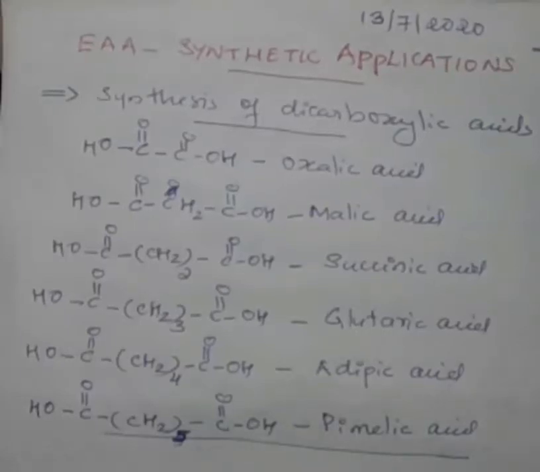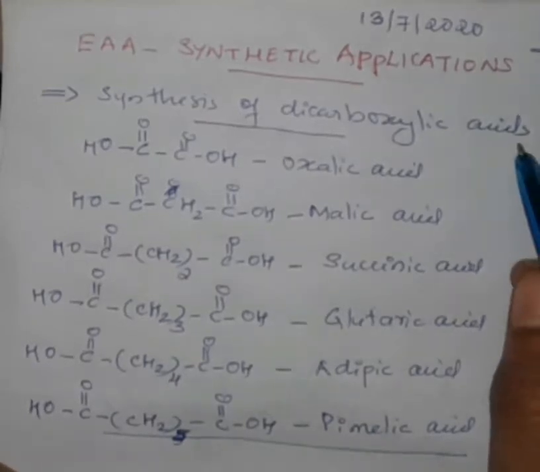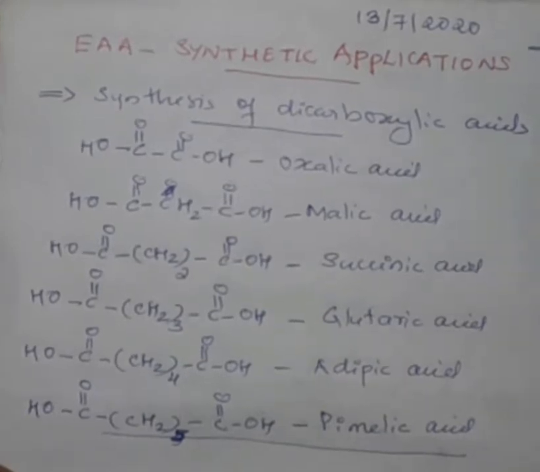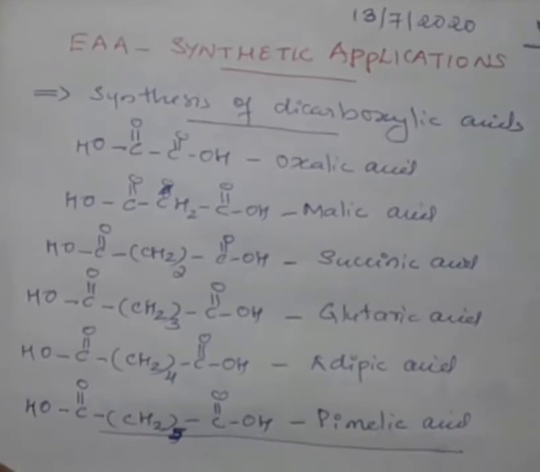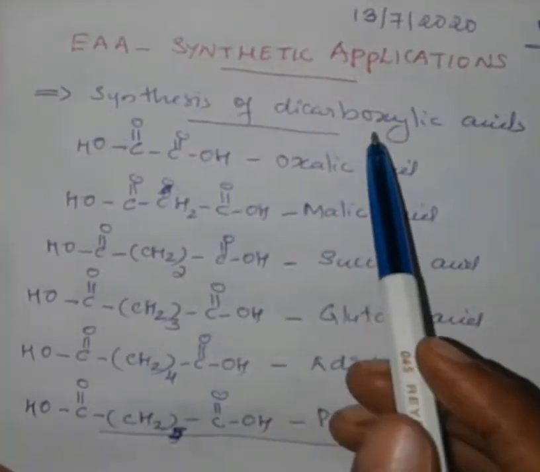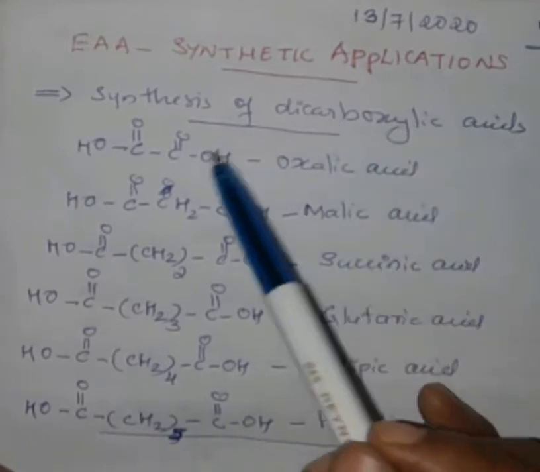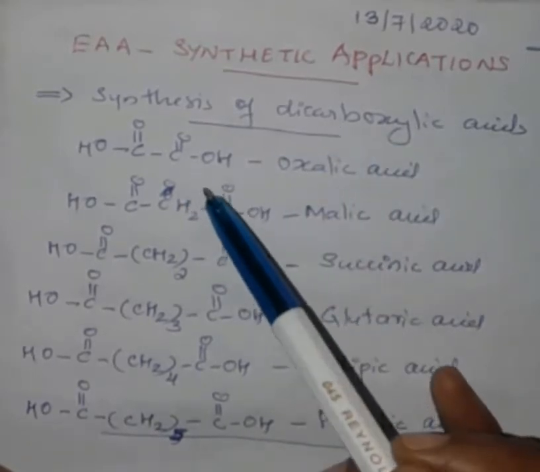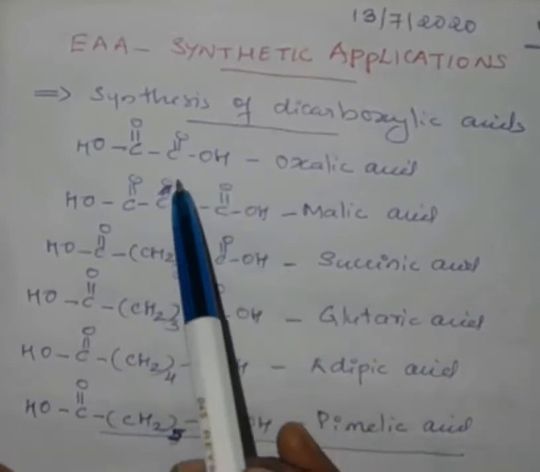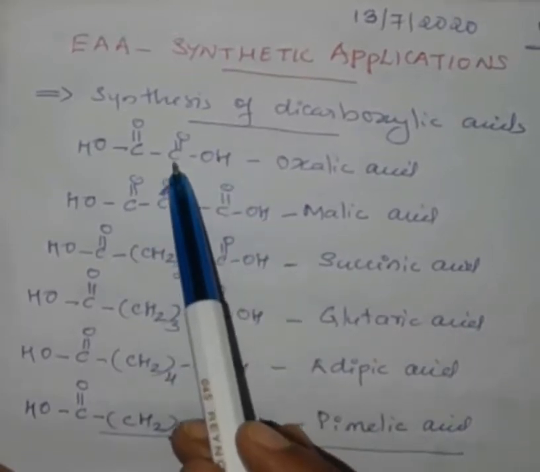Students, welcome to the class on the synthetic applications of ethyl acetoacetate. Today we are going to discuss the synthesis of dicarboxylic acids, keto acids and alpha beta unsaturated acids from ethyl acetoacetate. First of all, we have to discuss the synthesis of dicarboxylic acids. Dicarboxylic acids are the acids which contain two carboxyl groups.